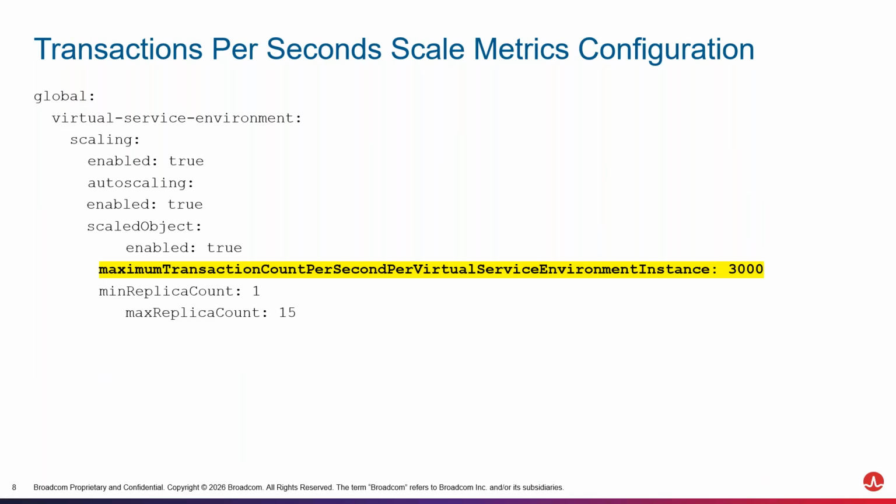How do I know this number? It's a tricky question. You never have one formula that tells you what the maximum TPS of your VC is. We have some benchmarking in our documentation, but eventually you need to know your service, you need to know your environment, because it changes from environment to environment.